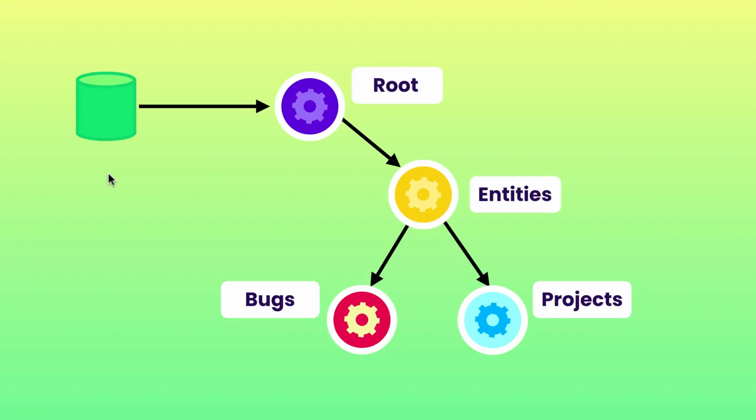So by combining these reducers, we're essentially creating a hierarchy of reducer functions. At the top, we have this root reducer, and this is the reducer that our store talks to. When we dispatch an action, our store passes that action to the root reducer. This root reducer will then pass that action to each child reducer. Here we have a single child, that is our entities reducer. So this reducer will take the action and then pass it to its child reducers, bugs and projects.